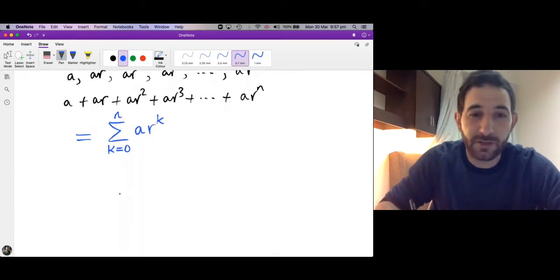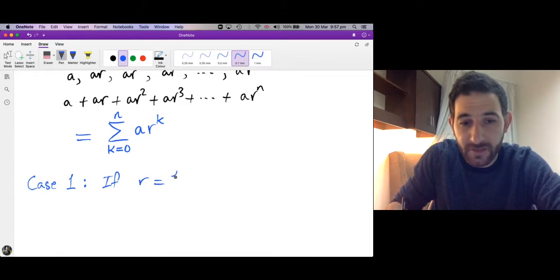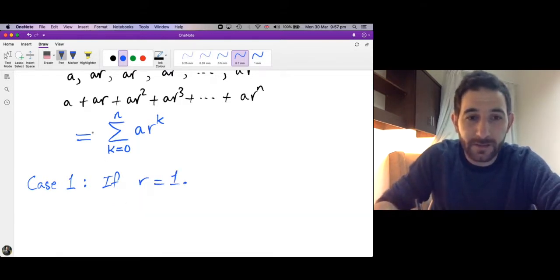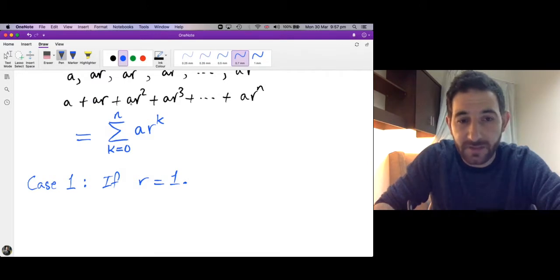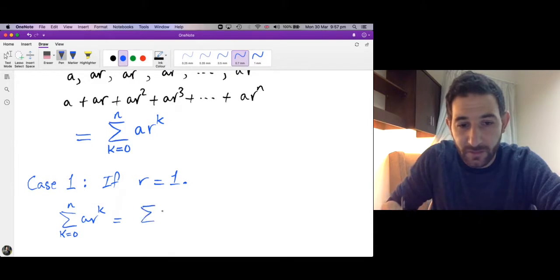Okay, so what is the summation of the terms in a geometric sequence? So there are two cases here. Case 1, if R is 1, if the common ratio is the number 1, then what we will get, so look, this is A plus A plus A, since R squared is 1 squared, A. So in this case, the summation of AR to the k, where k ranges from 0 to n. Now since r is 1, 1 to the k is 1, so this is the summation of A from k equals 0 up to n.